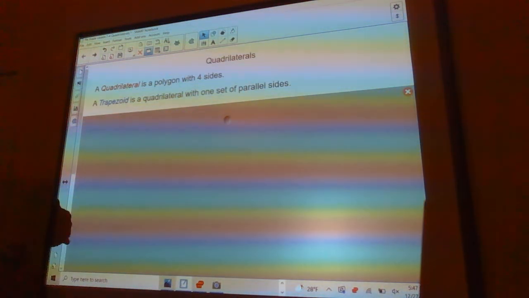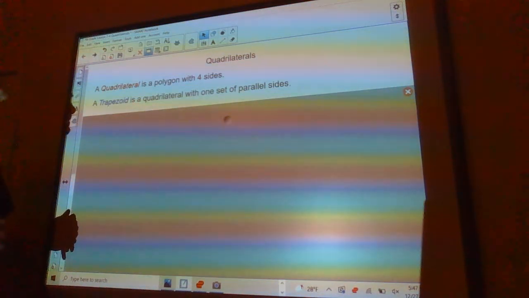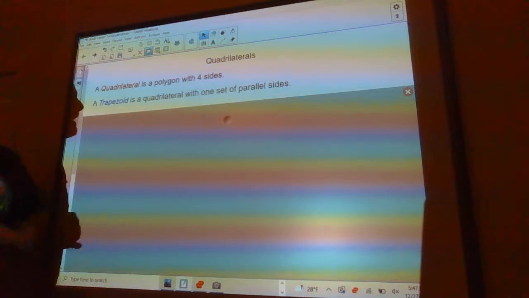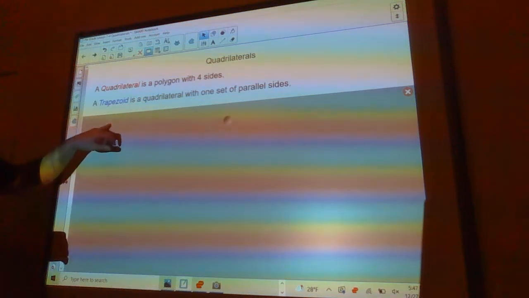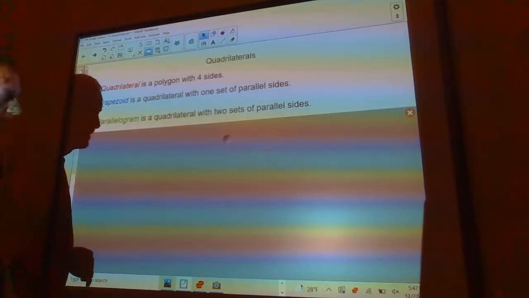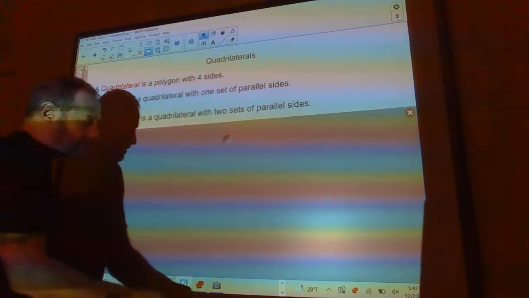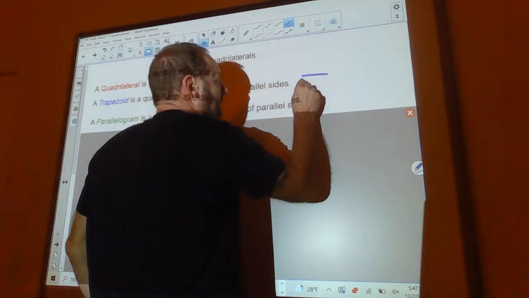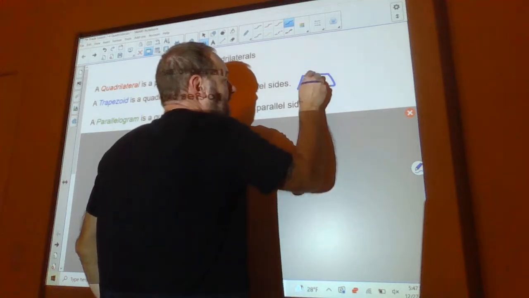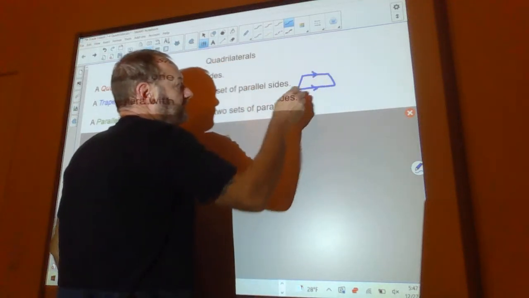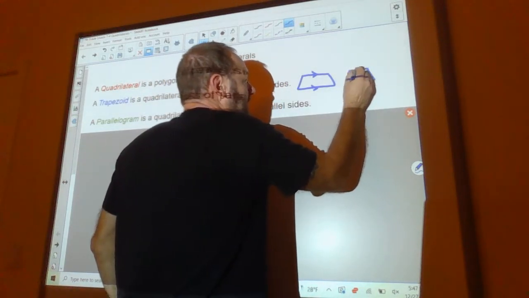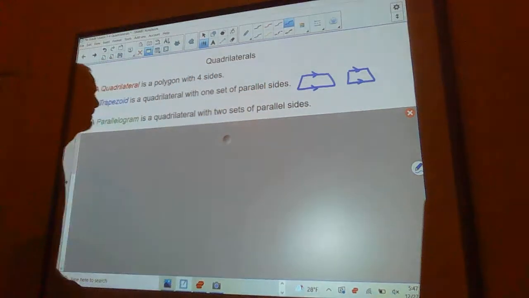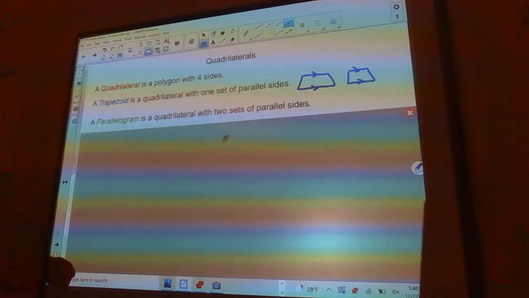Okay, now there's certain kinds of quadrilaterals. One of them is a trapezoid. That is a quadrilateral with one set of parallel sides. So you should know each one of these. A trapezoid looks something like this, as long as these two sides are parallel, and remember those little arrows mean that those are parallel sides. It can be something that looks like this. As long as it's got one set of parallel sides, it's a trapezoid. Some books will say at least one pair of parallel sides.